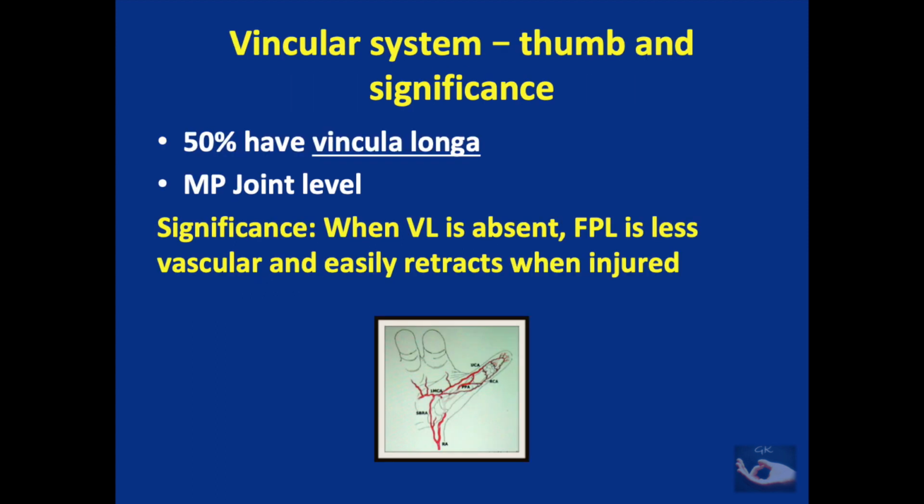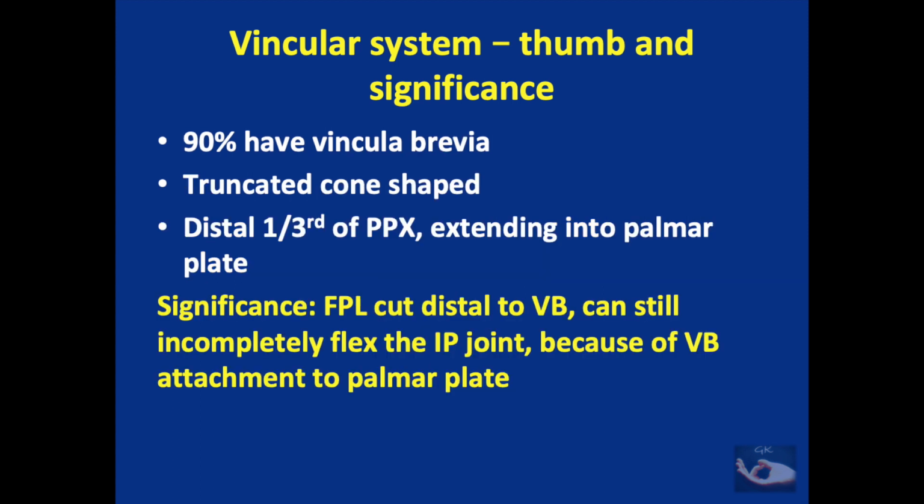Considering the vincular system of the thumb, 50% have vincula longa at the metacarpophalangeal joint level. When this is absent, the FPL is less vascular and easily retracts when injured. 90% of the thumbs have vincula brevia. They are present at the distal third of the proximal phalanx extending onto the palmar plate. The significance is that when the FPL is cut distal to the vinculum brevis, it can still incompletely flex the interphalangeal joint because of the attachment to the palmar plate.